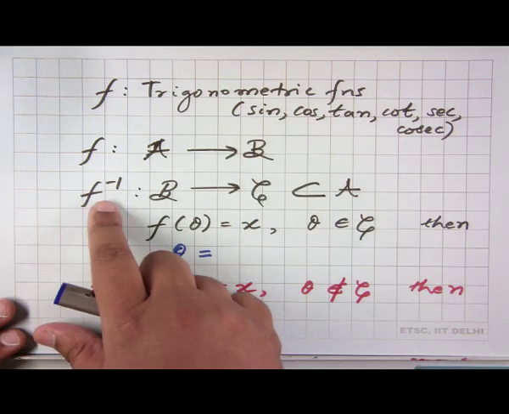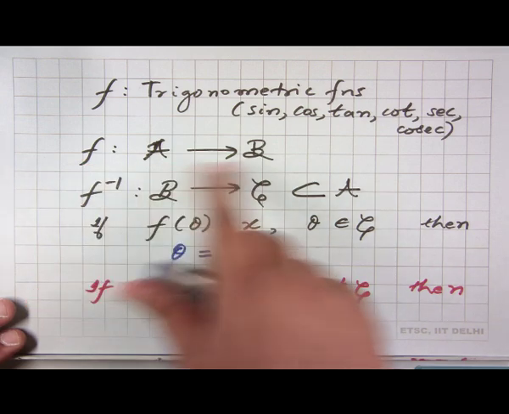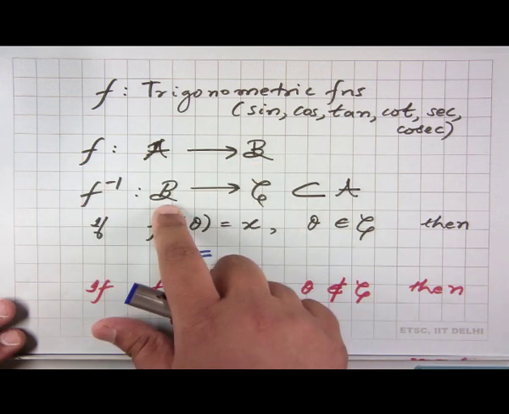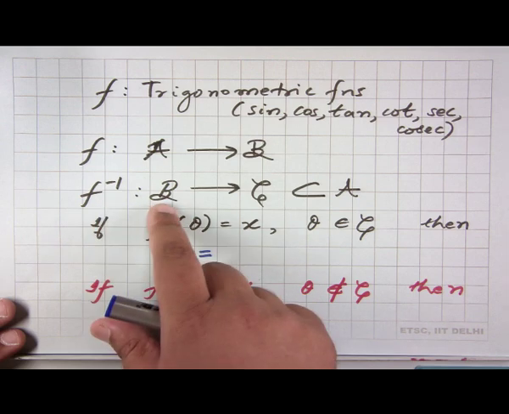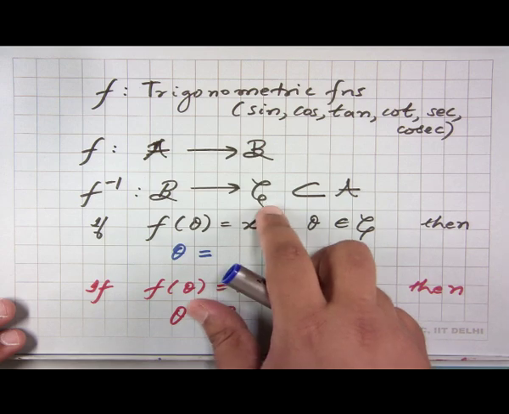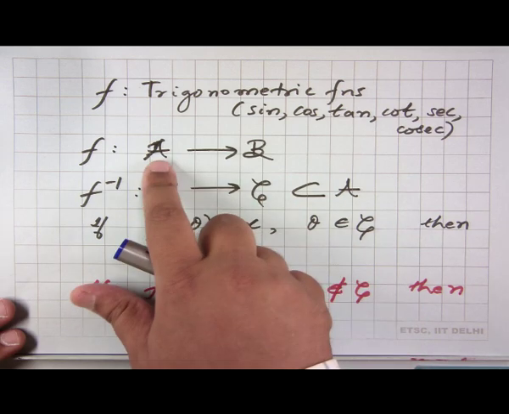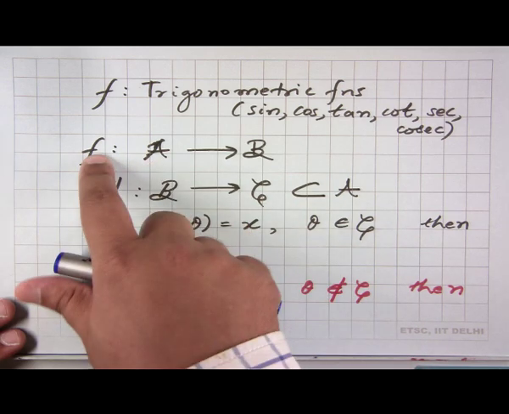So, for the inverse function f inverse, obviously the domain set is going to be the same as the range set of the function f, which is B. So, the domain of f inverse is the set B, and the range set will be another set C, which of course has to be a subset of the set A, which is the domain of the function f.